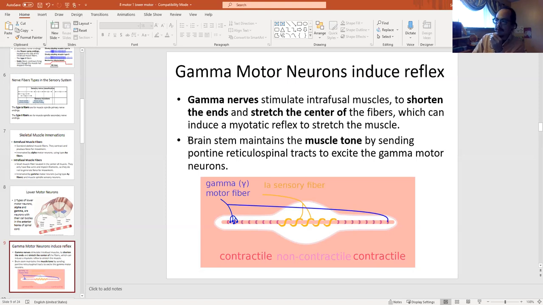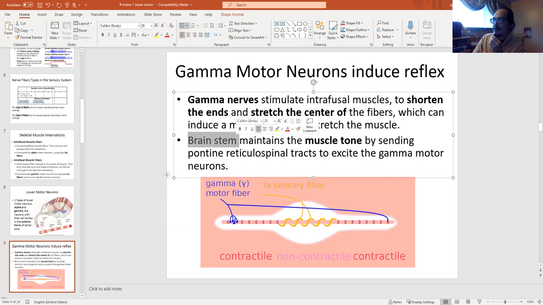So brainstem, particularly the reticular formation. The reticular formation has two portions, pontine and the medulla. Pontine is one to excite, medulla is one to relax. So these two will work together to adjust the muscle tone. Pontine will excite the gamma motor neuron, and it will increase the muscle tone. So this one sends to the gamma motor neuron to contract the sides of the intrafusal muscle fiber, and then it will stretch the center portion of the intrafusal muscle.